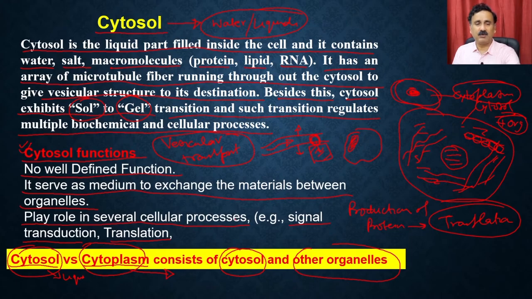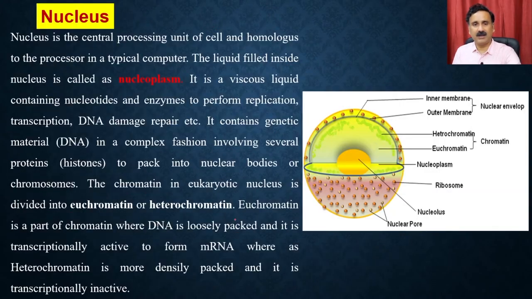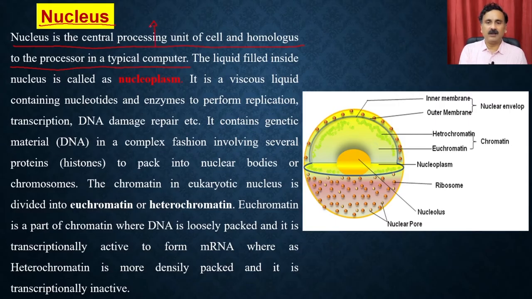So let's move on to the next organelle, and the next organelle is known as the nucleus. The nucleus is the central processing unit of the cell, and it is homologous to the processor in a typical computer. The nucleus is also called the master of the cell, because it gives the instructions to the cell about what it should do.